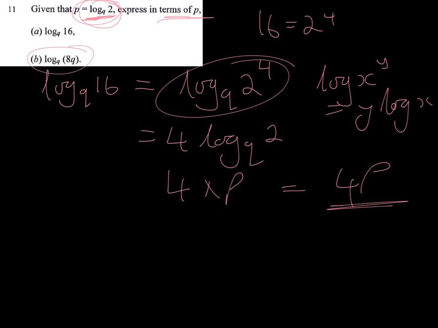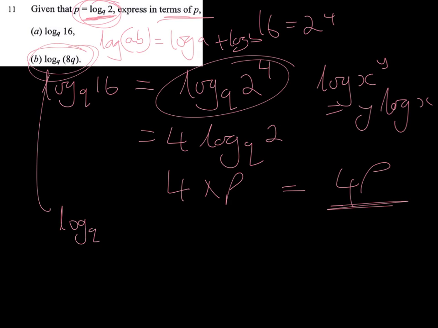For the second part, again, at its heart, it's just a question of log laws. Here you've got log to the base q of 8 times q, and we should recognise that if we have log AB, we can express that as log A plus log B. So in this instance, I can express this as log to the base q of 8 plus log to the base q of q.